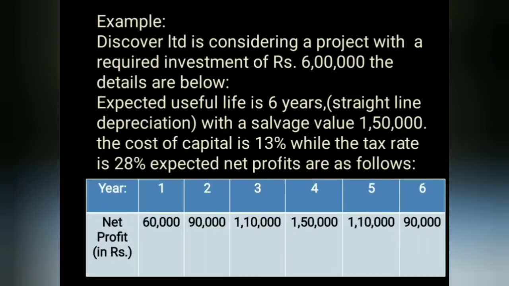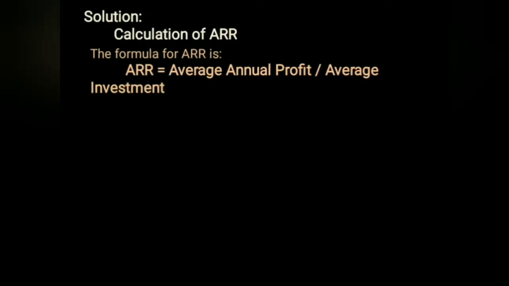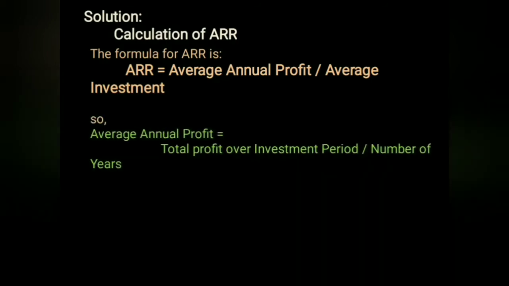Next we will have the solution. What is the formula for calculation of ARR? ARR equals average annual profit by average investment. So we have to calculate the average annual profit, then we have to find out the average investment. What is the formula for the average annual profit? Average annual profit equals total profit over the investment period by number of years.